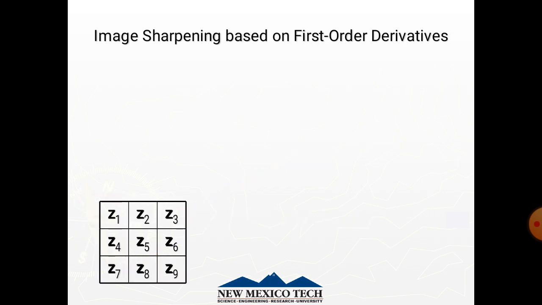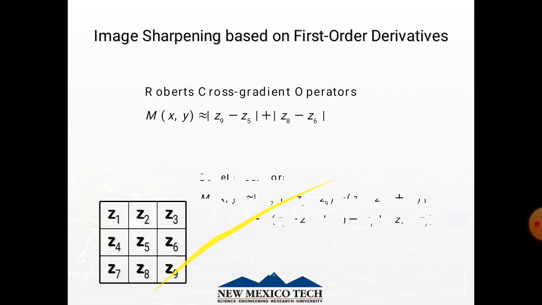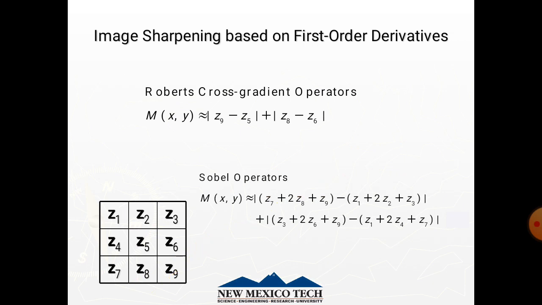So M(x,y) equals the absolute value of z9 minus z5 plus the absolute value of z8 minus z6, where x and y vary over the dimensions of the image in the manner described earlier. The partial derivative terms needed in the equation can be implemented using two linear filter masks. These masks are referred to as the Roberts cross gradient operators.